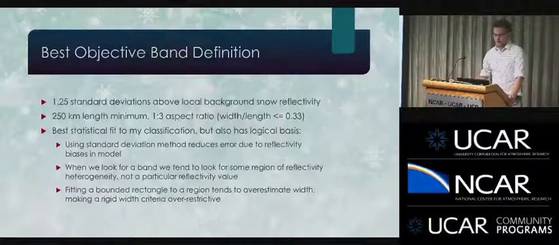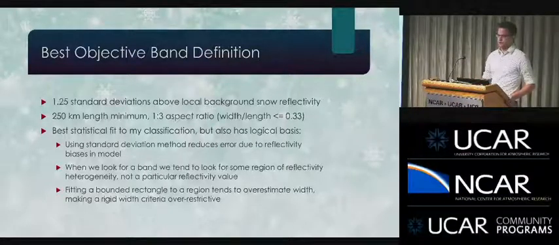And the third benefit is that when we compare forecast and observed radar imagery, we're kind of comparing apples to oranges because we're comparing simulated reflectivity at a 1,000-meter level compared to base reflectivity. So using a standard deviation method kind of tailors the thresholds to each of those and tends to reduce error due to reflectivity biases in the model.